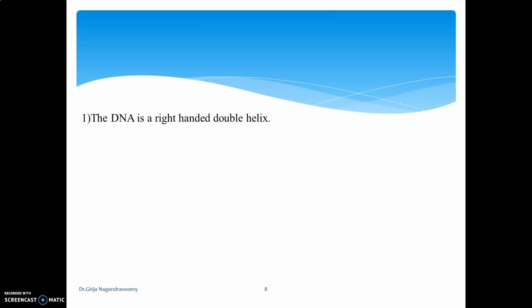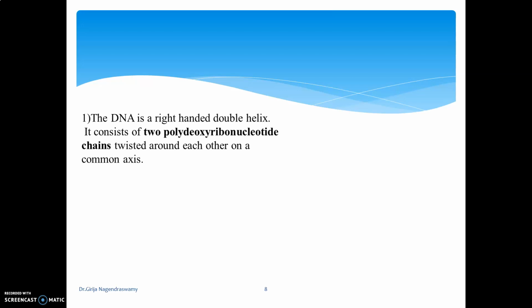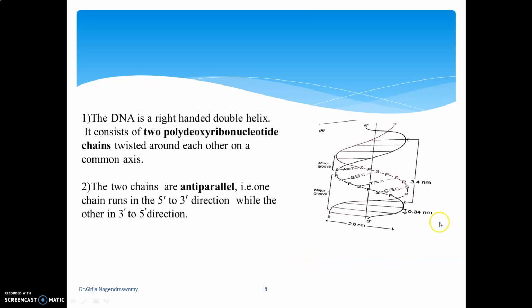DNA is a right-handed double helix. It consists of two polydeoxyribonucleotide chains twisted around each other on a common axis. This is that common axis. The two chains are antiparallel, that is, one chain runs in the 5' to 3' direction. This is that chain, while the other runs in 3' to 5' direction. This is the one.